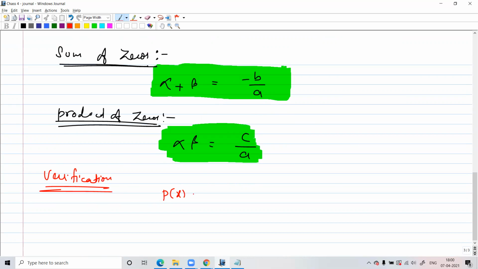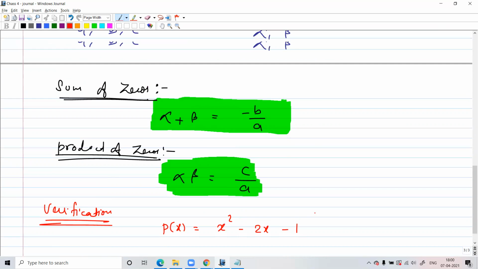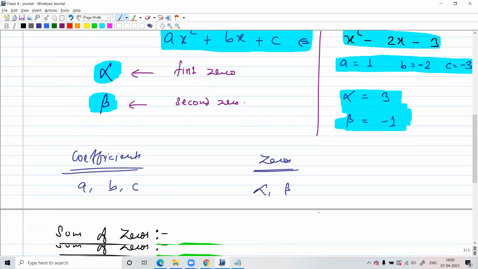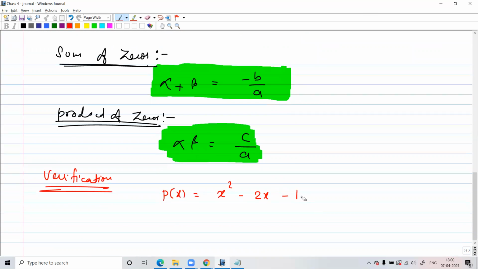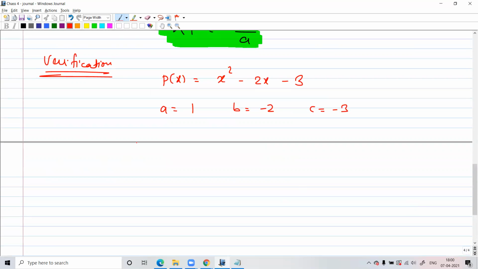So what was our p(x)? It was x squared minus 2x minus 1. Oh, minus 3. Okay. So a was 1, b was minus 2, and c was minus 3. You had already told me this, so everybody knows about this. That's why I'm writing a little fast. And what was alpha and beta? Anyone remembers? Sir, 3 and minus 1. Okay, let's try to verify the sum of roots here.